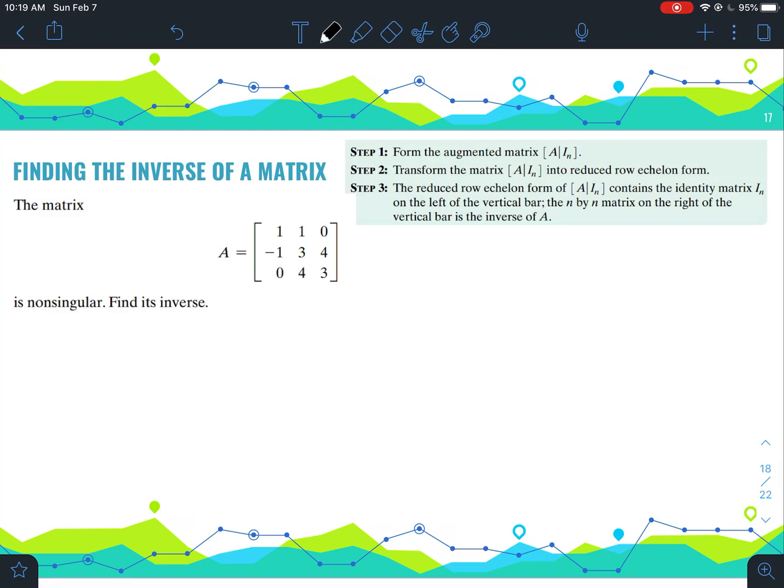Another way to find the inverse of a matrix, and this is for a 3 by 3 matrix, is to rewrite your matrix in augmented form. You rewrite your matrix and put the identity matrix right next door. Then you transform that original matrix into reduced row echelon form, which is when you have 1s in the diagonal and 0s everywhere else. Once you do that, you will have the identity matrix on the left and the inverse matrix on the right. So let's try this.